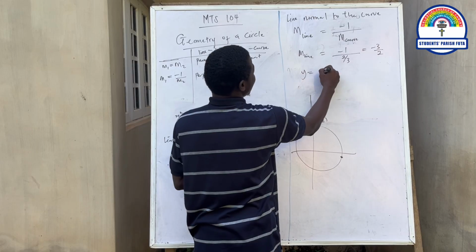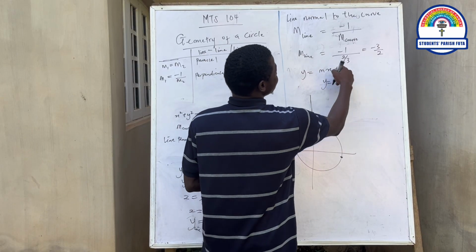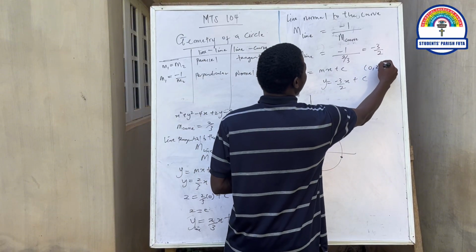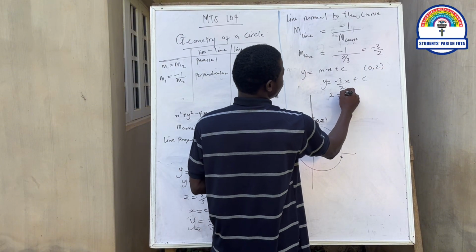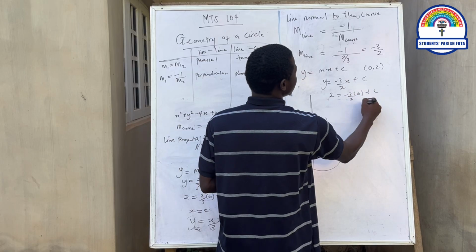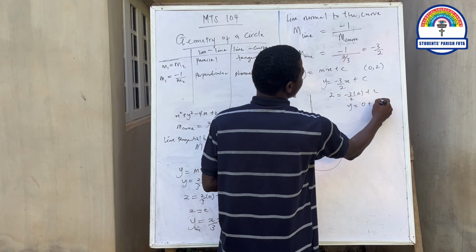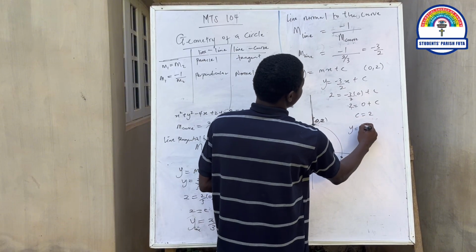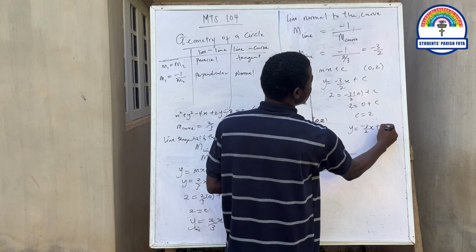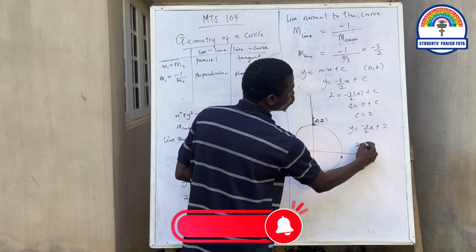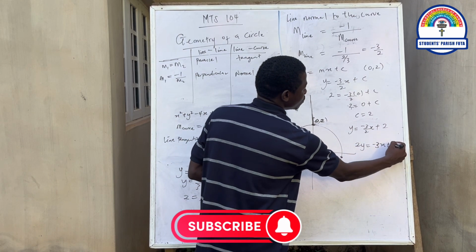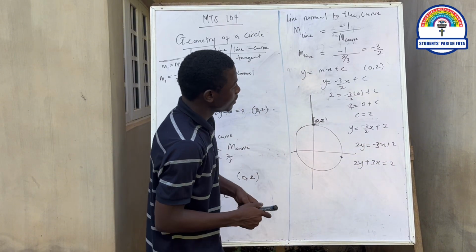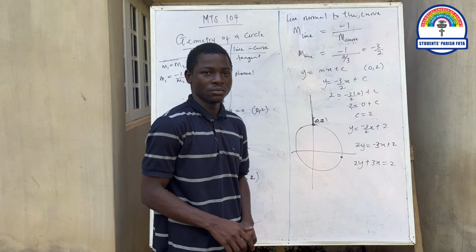So y equals mx plus c. I have my gradient now, that is -3/2. It is passing through (0, 2), so y is 2 when x is 0. So this gives 0, and c equals 2. So the equation would have been y equals -3/2 x plus 2. I can multiply all through by 2. So in your test, the answer might be this way. It is still the same thing, I just rearrange. So thank you.